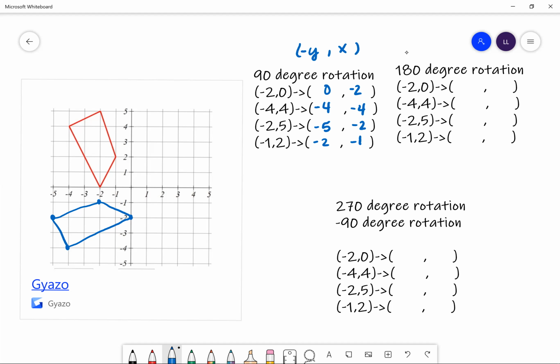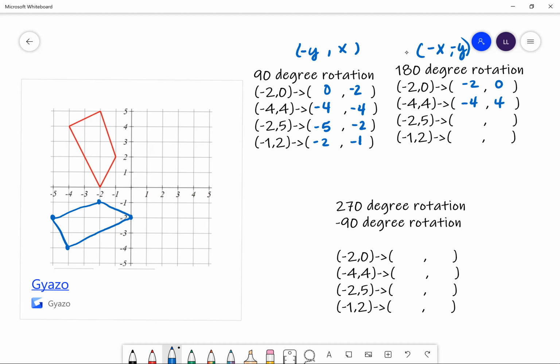Now let's look at a 180-degree rotation. So with that rule, again, I'm going around my coordinates. So I'm in my third quadrant. I switch the points again. So that's X, Y. And in the third quadrant, both of them are negative, right? So -X, -Y. So that means my points stay the same, right? I'm just going to make them stay the same.